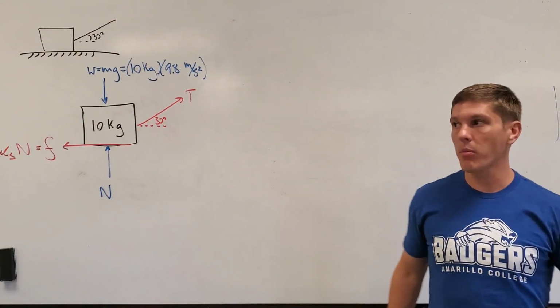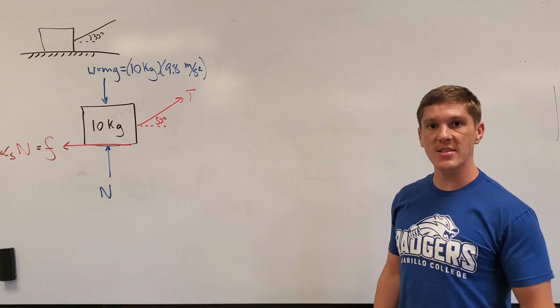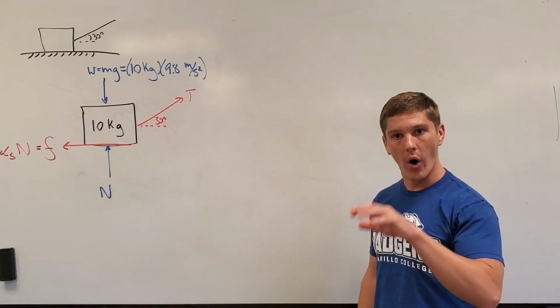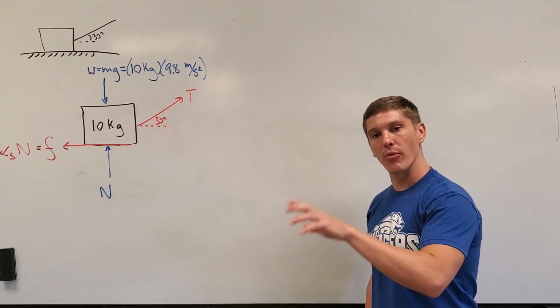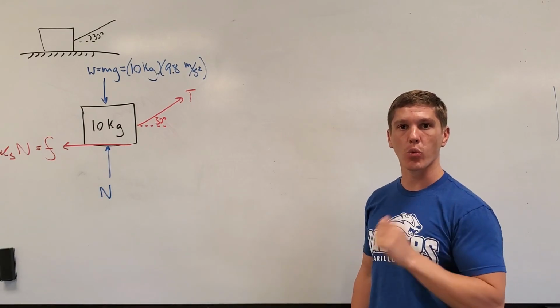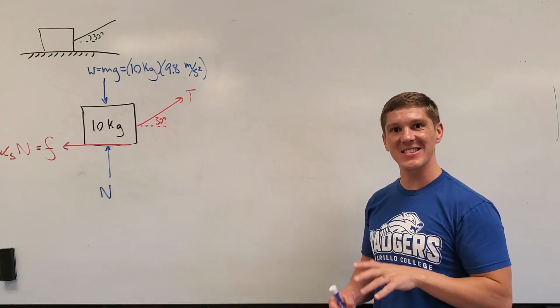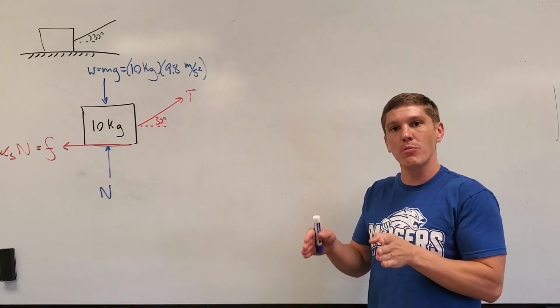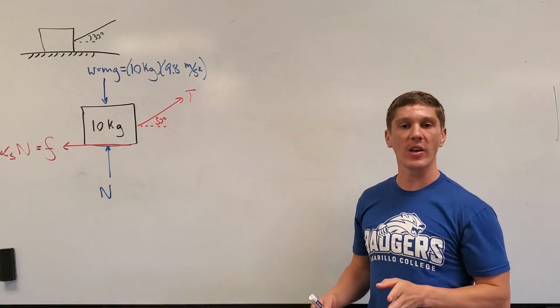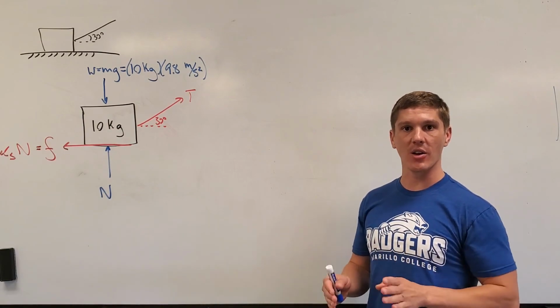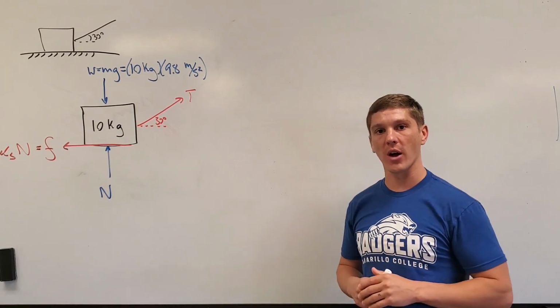Okay, to solve this kind of problem, we're going to consider the one instant in time right before the block starts to move. So right when we get to the point where that block starts to move, at that exact instant, we are on the very edge of moving, but we are still not moving. So we still have zero acceleration right before the block starts to move.